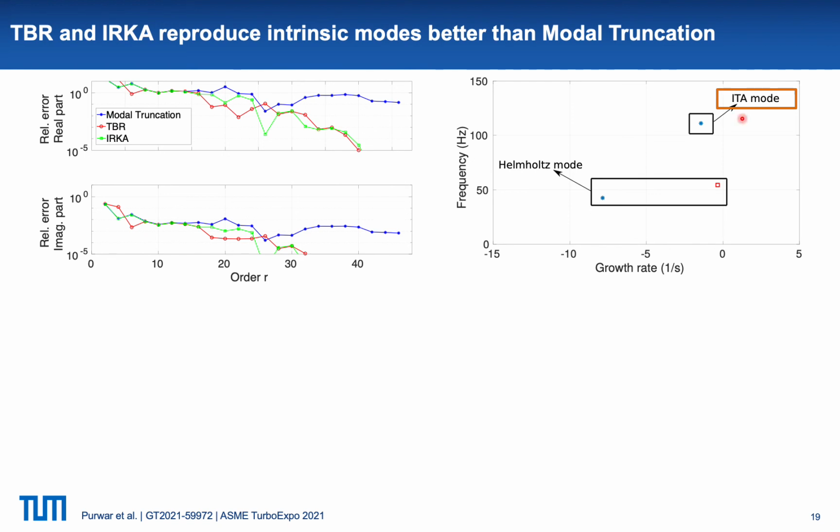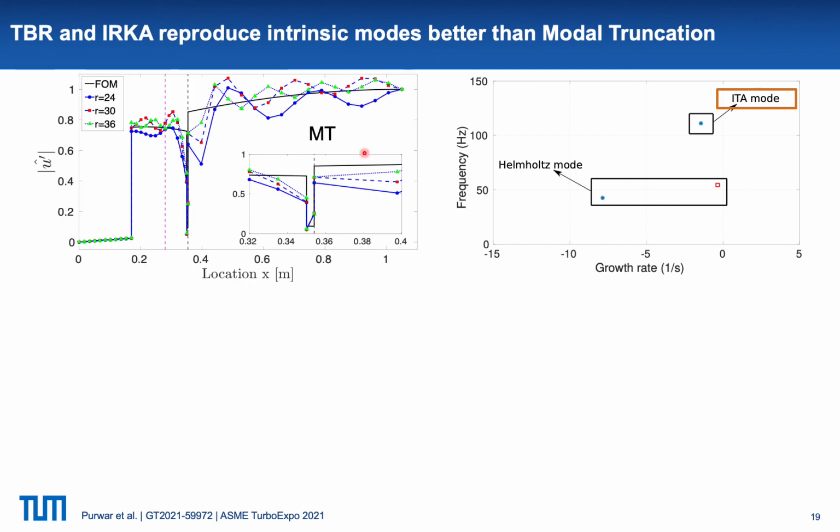The third mode we used as a reference is the intrinsic thermoacoustic mode. Like in the case of the Helmholtz mode, the difference between modal truncation and the other two methods is significant for this mode as well. Here, modal truncation yields an error in the real part saturating at about 10%, whereas the error continues to decrease for both TBR and IRKA.